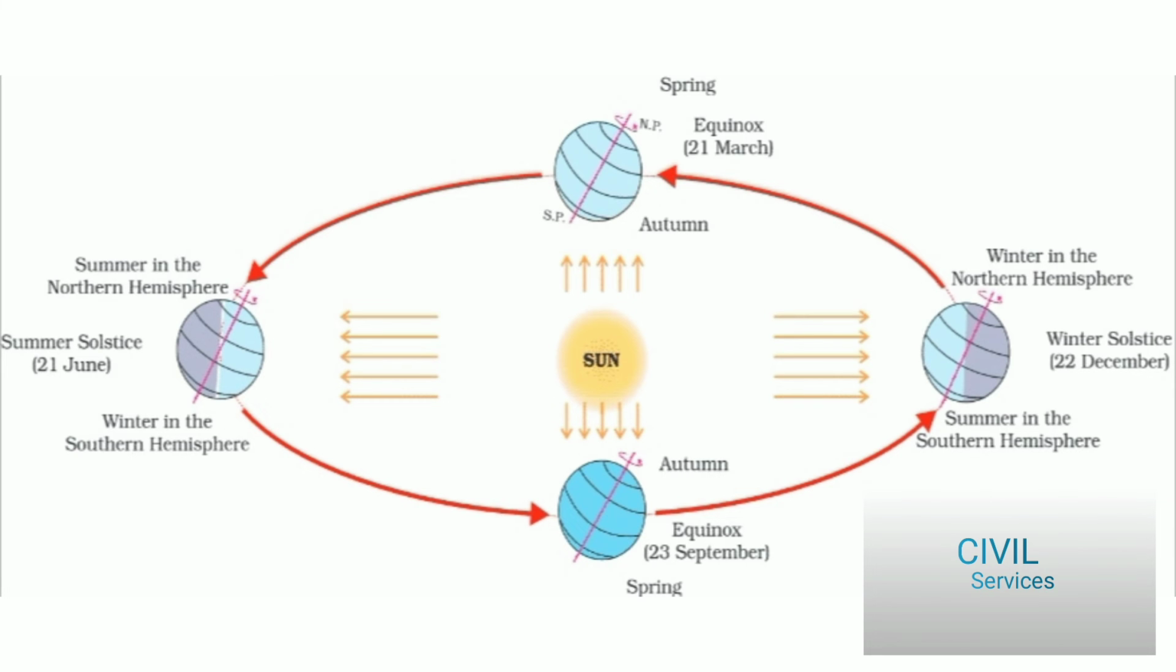So it is very clear that on 21st of June we see summer solstice in the northern hemisphere, and on 22nd of December we see winter solstice in the northern hemisphere. In the same manner, on 21st of March and 23rd of September, we experience equinox, which means the sun rays directly fall on the equator, where we see equal days and nights. So on 21st of March it is spring in the northern hemisphere and autumn in the southern hemisphere. And on 23rd of September, it is autumn in the northern hemisphere and spring in the southern hemisphere.